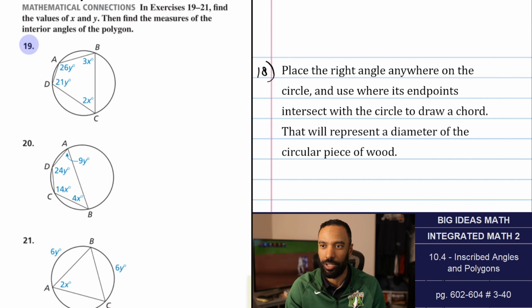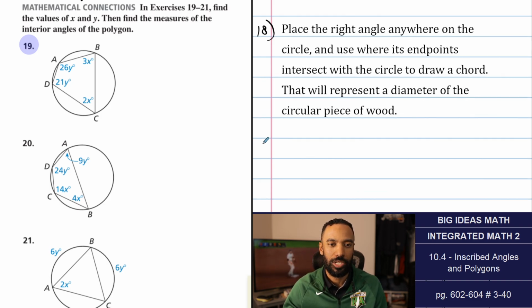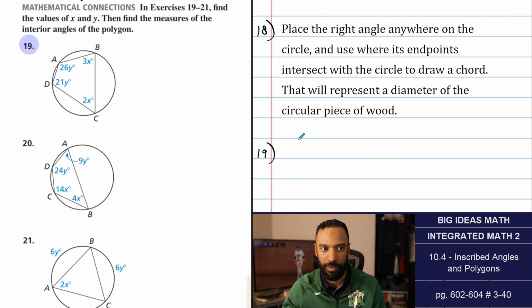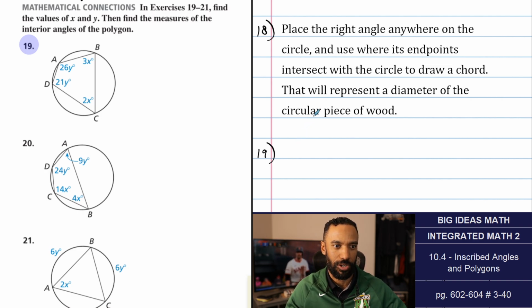All right, let's do some mathematical connections, see what they're asking about here. In exercises 19 to 21, we are going to find the values of x and y, then find the measures of the interior angles of the polygon.